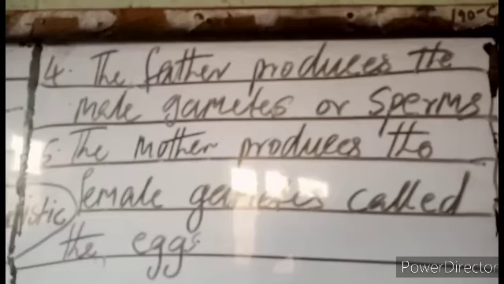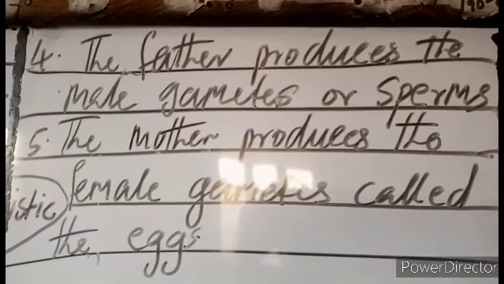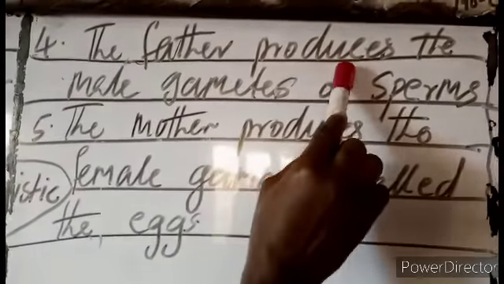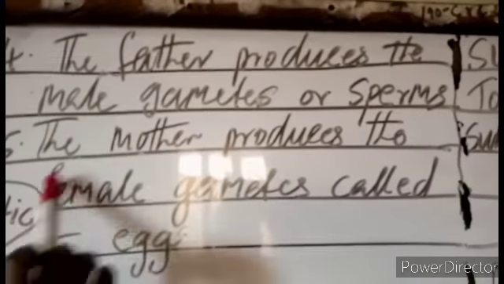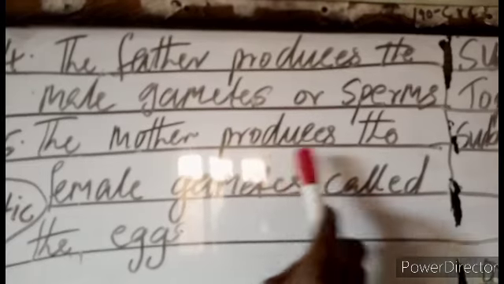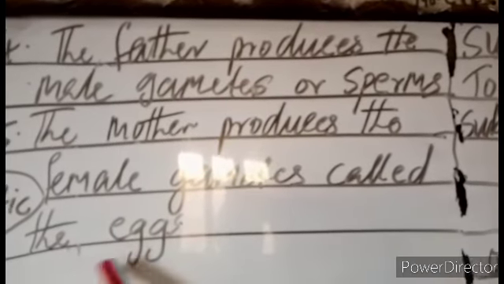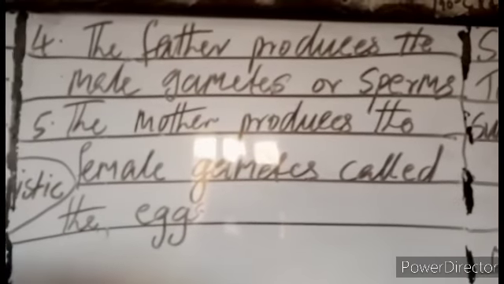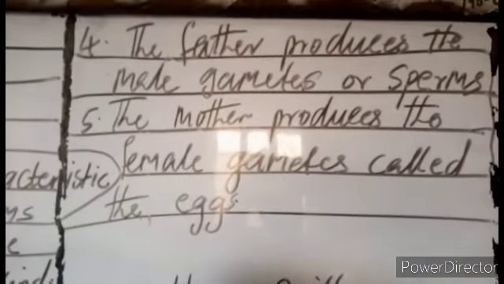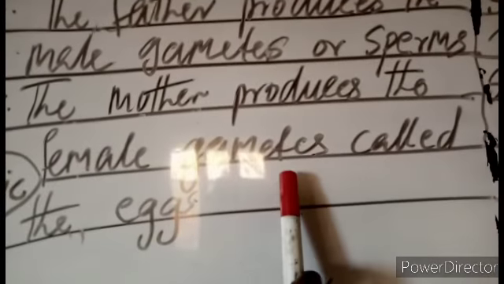What is called a gamete? A man produces his own sperm to meet the woman so that they can produce a baby. Now, number four, the father produces the what? The male gamete, or sperm. Then the mother produces what? The female gamete called the eggs. Okay, I've told you the man and the woman must come together in order to produce the baby. The mother produces what? The female gamete called the eggs.